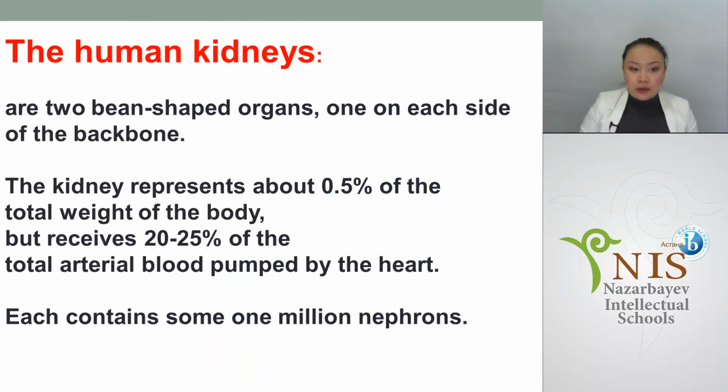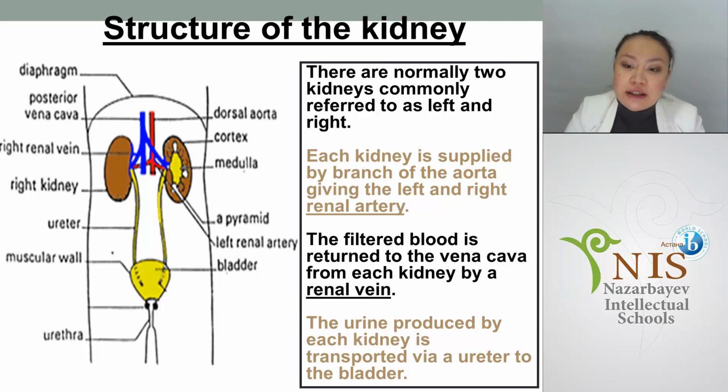The human kidneys. The human kidneys are two bean-shaped organs, one on each side of the backbone. The kidney represents about 0.5% of the total weight of the body, but receives 20-25% of the total arterial blood pumped by the heart. Each kidney contains some 1 million nephrons. Structure of the kidney.